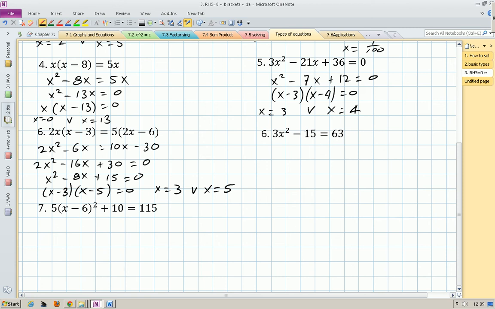Number six. So is it a type 1, 2, or 3 equation? Looking carefully, yes, it's a type 1 equation, isn't it? There's an x squared term, no x term, so that means that we must isolate the x squared on the left-hand side. So instead of getting rid of the 63 on the right, we get all the numbers on the right. So we're adding 15 to both sides.